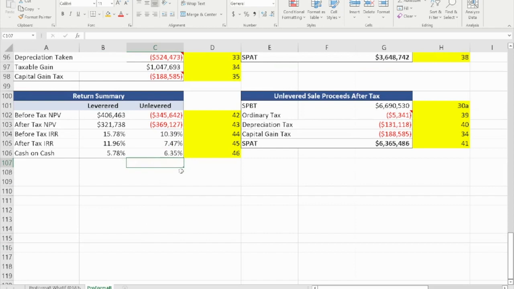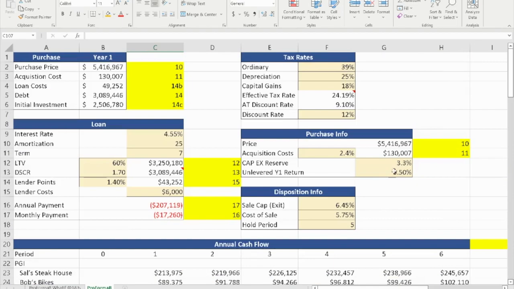Now, there's one more thing to look at. One thing we didn't talk about, last but not least, is if you look at the very top, we were told to calculate the after-tax discount rate. The after-tax discount rate formula is here, equal to your discount rate minus the effective tax rate, minus open paren effective tax rate times again the discount rate. That should give you the after tax discount rate.